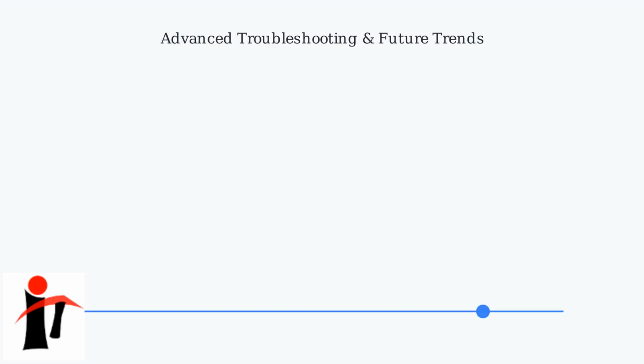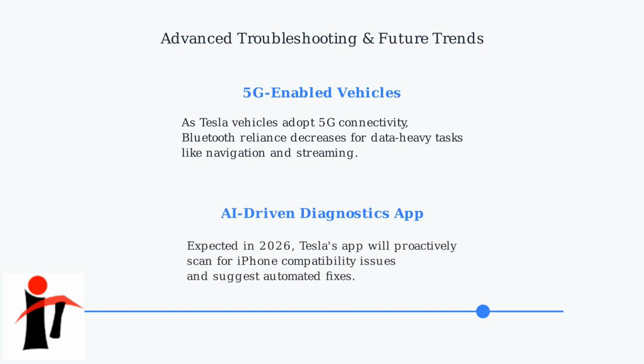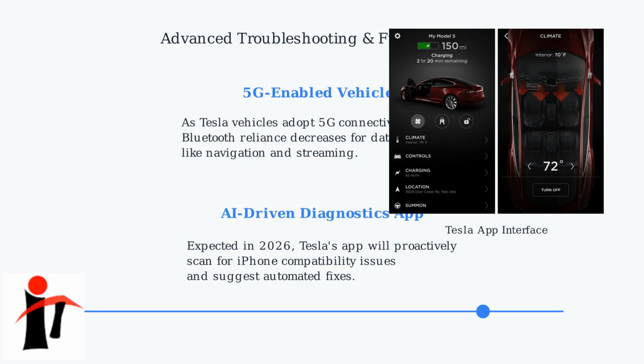When basic troubleshooting doesn't resolve iPhone connectivity issues with your Tesla Model X, consider emerging technologies that are changing how vehicles handle connectivity. The rise of 5G-enabled Tesla vehicles is reducing dependence on Bluetooth for bandwidth-intensive tasks. Instead of relying on Bluetooth for navigation updates or media streaming, these vehicles use cellular connections, which are more stable and faster. Looking ahead to 2026, Tesla plans to release an AI-driven diagnostics app that will proactively scan for compatibility issues between your iPhone and Model X.